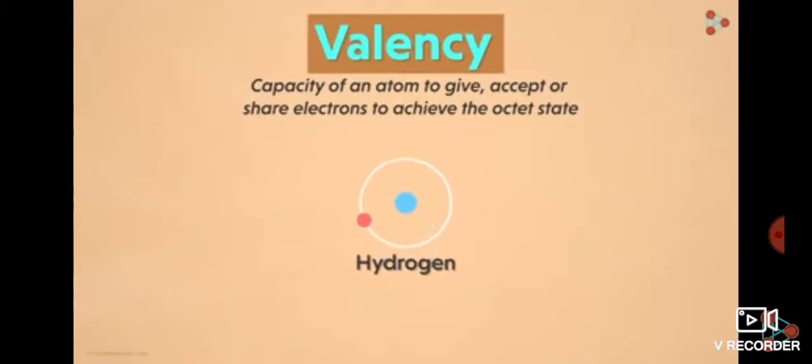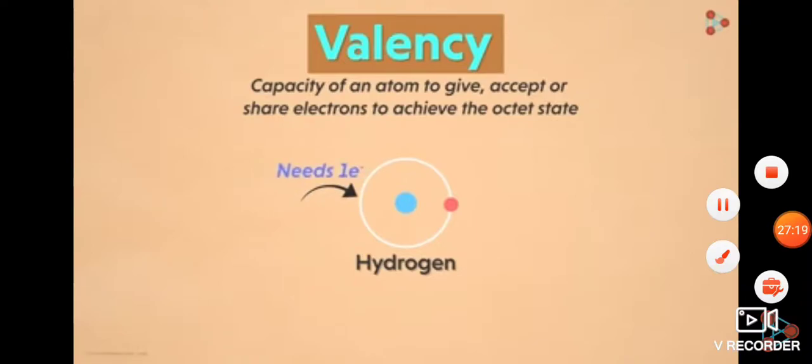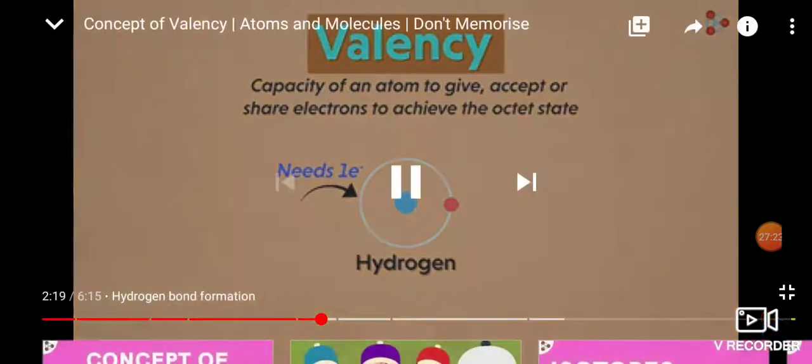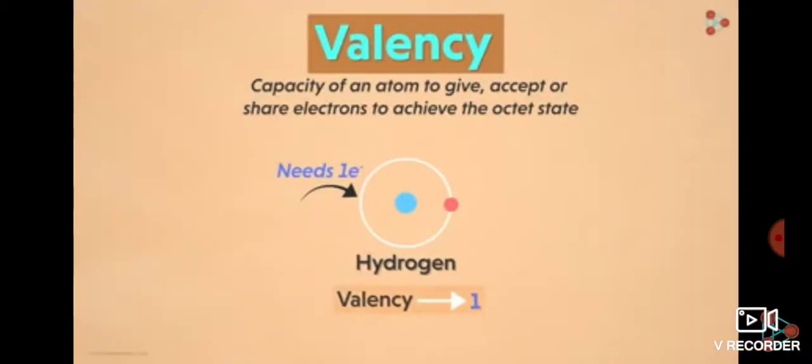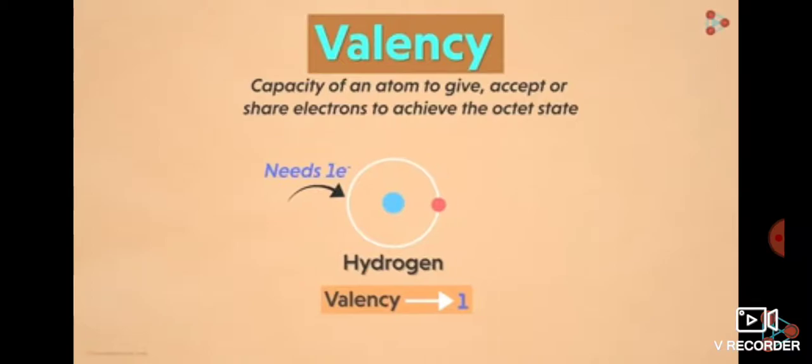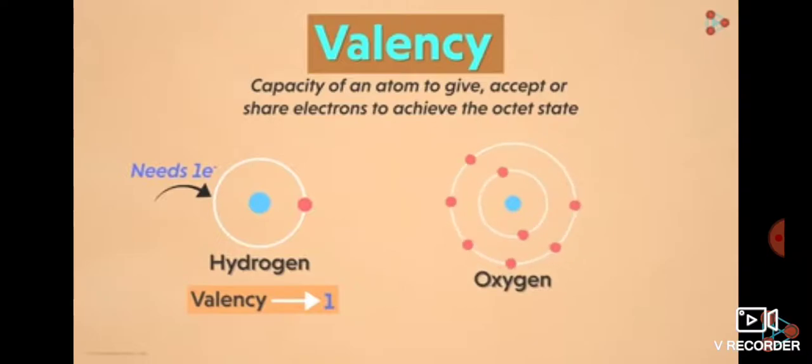Let us take simple examples to understand this. In case of hydrogen, we have just one electron in the outermost shell. That means it has to somehow add one more electron to the outermost shell. Thus, we find that the valency of hydrogen is 1 as it accepts or sometimes even shares electrons with atoms of other elements. So, can you tell me the valency of oxygen now?